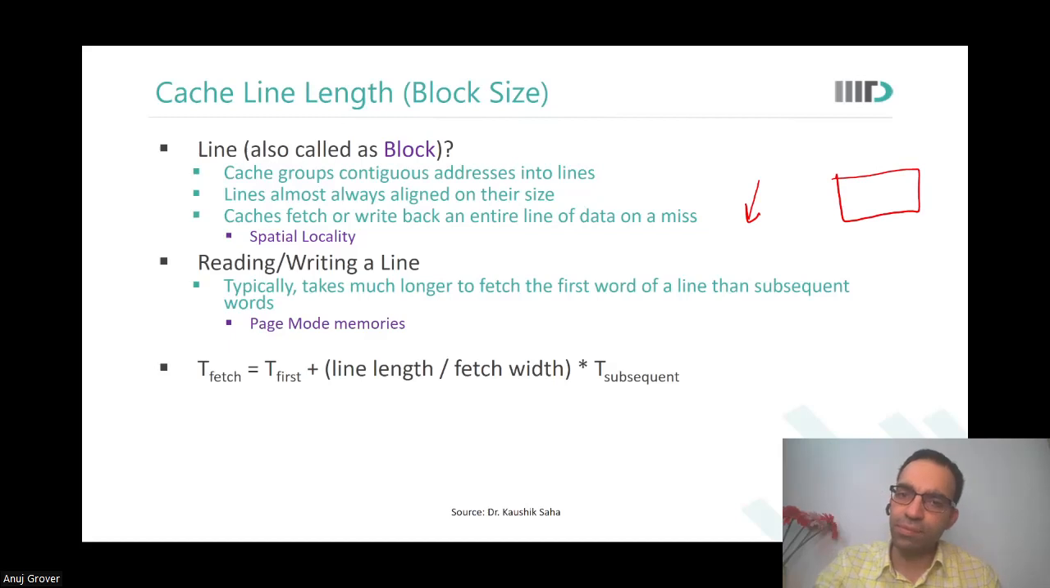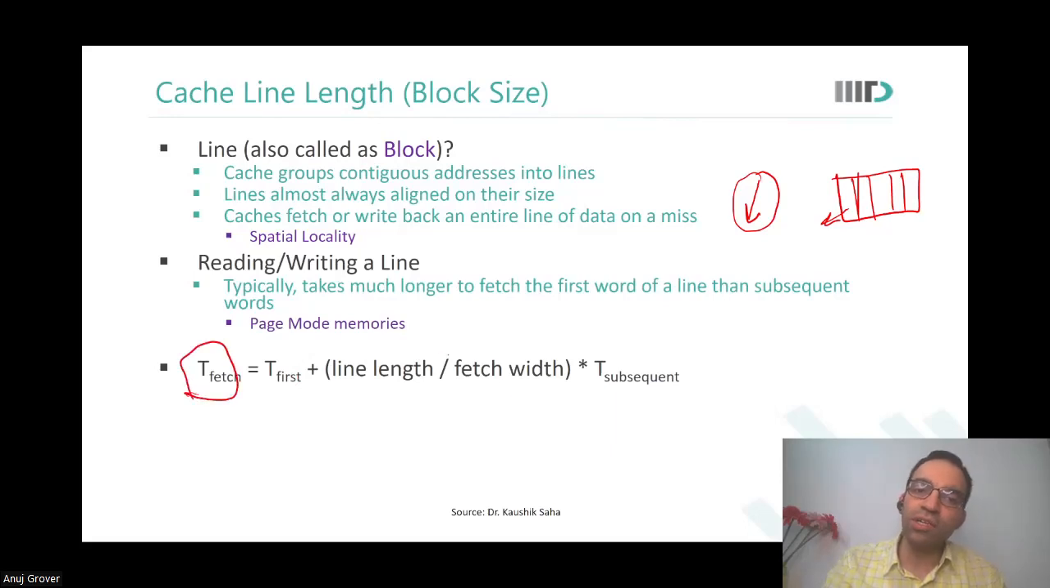Why? Why is bringing a block more important than just one location? To exploit spatial locality. Yes, we just talked about it, that typically it will be adjacent addresses that would be required by the system. So you bring in a full block so that there are fewer misses. There are more hits. Additionally, when you do that, you will see that the overall excess time to fetch reduces, because while the first access may take a lot of time, subsequent addresses could be faster. We call that burst mode.